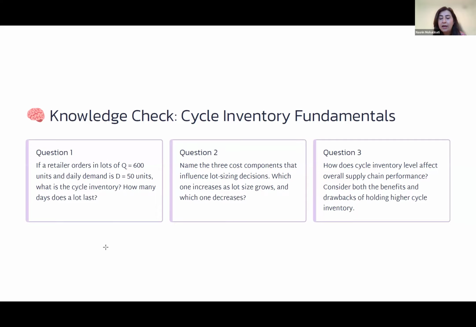How would you decide if for your business it is better to keep a high level of inventory or a low level of inventory? How would you decide about that? And then in the next lecture, we will dive deeper into finding the optimum lot size that we should order for the supply chain.